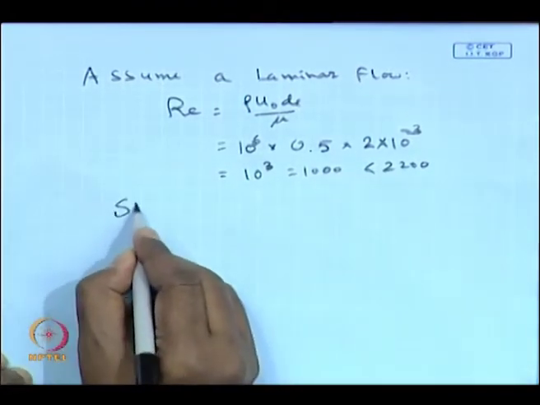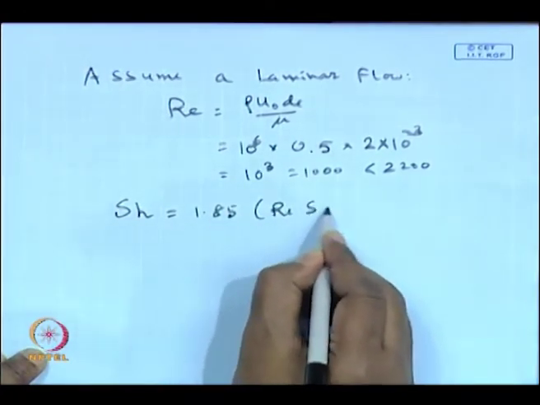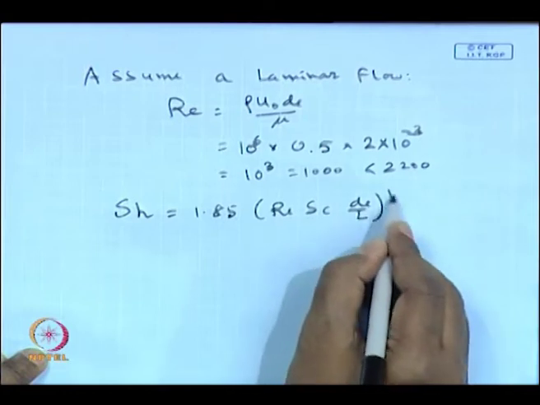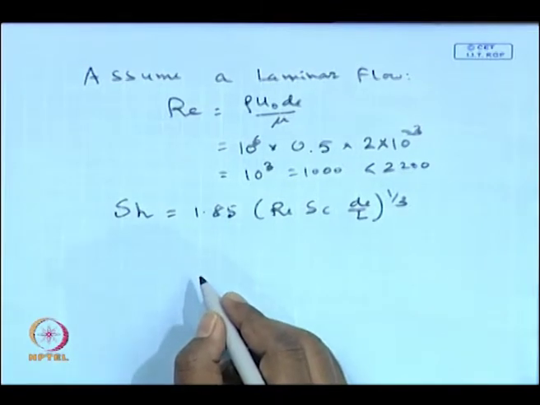So, you are going to use the Sherwood number as 1.85 Reynolds Schmidt d by L raised to the power 1 upon 3 for the laminar flow regime. Okay. Now, let us look into the solution to this problem.